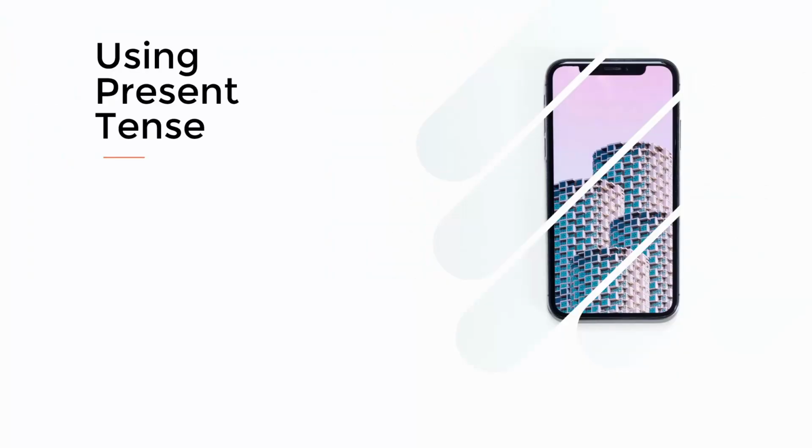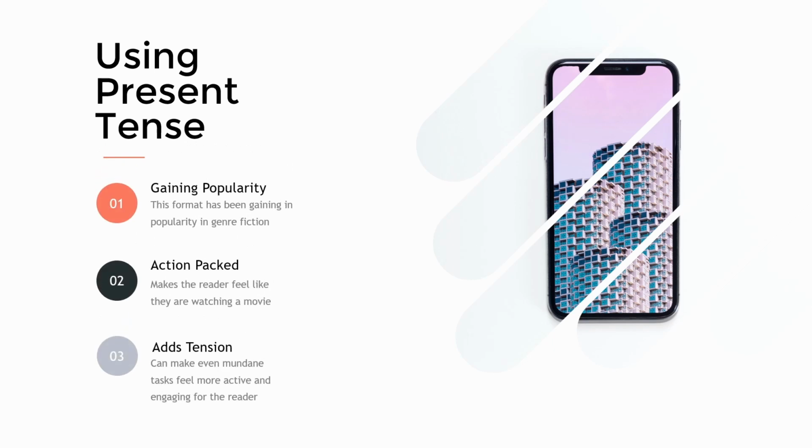Now, some writers choose to write in present tense. This has been gaining in popularity, especially in genre fiction, especially in young adult genre fiction. Using present tense makes it feel more like a movie. It makes it more action-packed. And it adds a little bit more tension, so even the most mundane tasks feel more active and engaging for the reader.